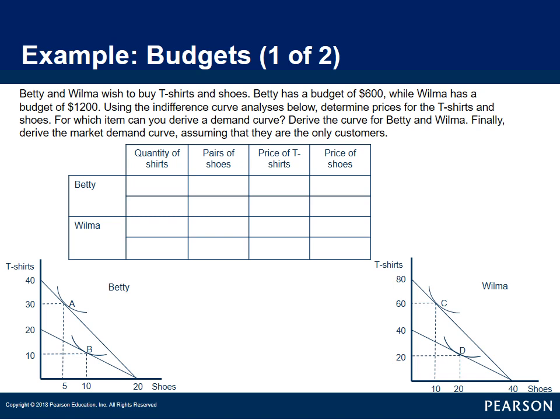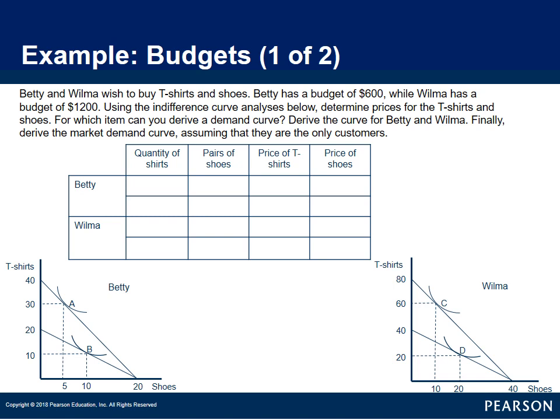Okay, now we're going to look at an example of how we can use budget constraints and consumer equilibrium to derive or create individual consumer demand curves as well as market demand curves. With this information, we would be able to predict what the market demand would be at different prices of particular items.